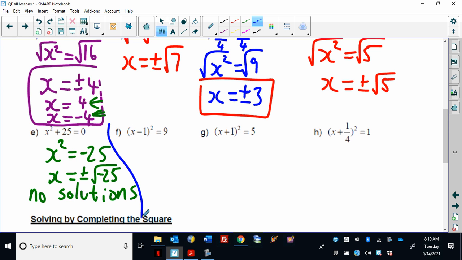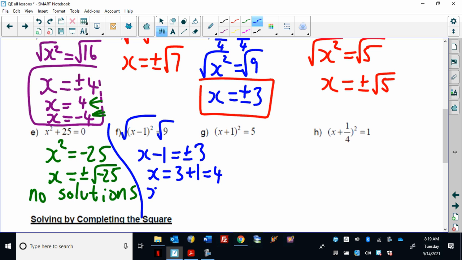Oops, invaded the space there. Here, square root, square root, right? There's no point in multiplying this binomial out by itself, right? It'll just complicate things. So square root, square root. The square root of (x minus 1) squared is x minus 1, equals plus or minus 3, and therefore x equals 3 plus 1, which equals 4, and x equals negative 3 plus 1, which equals negative 2. So there are your solutions right there, 4 and negative 2.